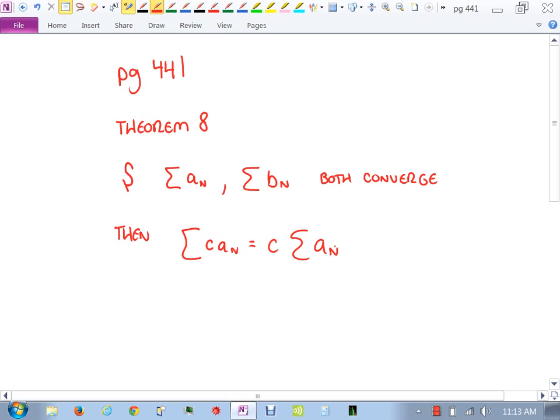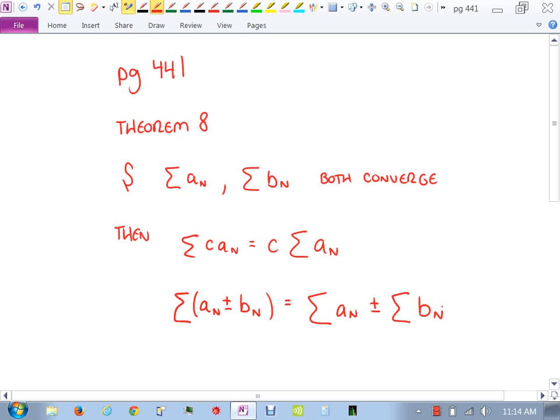What is this saying? You can pull a constant out of the series, all right? I know my sigmas look crazy right now, but it's because it's all in your book. Okay? So that means a constant can come out, as long as that series converges, that's okay. The other one is that the sum of a sub n plus or minus b sub n equals the sum of a sub n plus or minus the sum of b sub n.